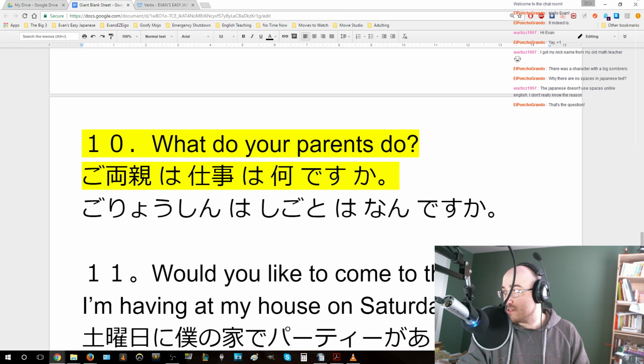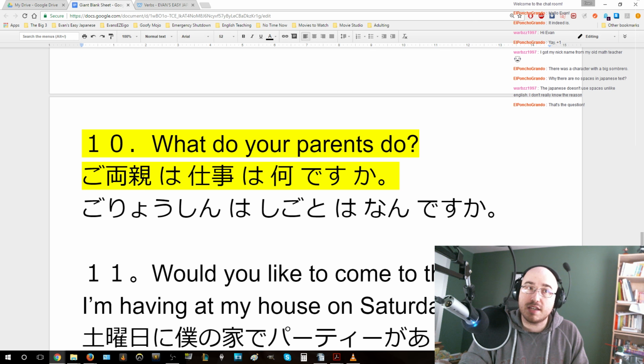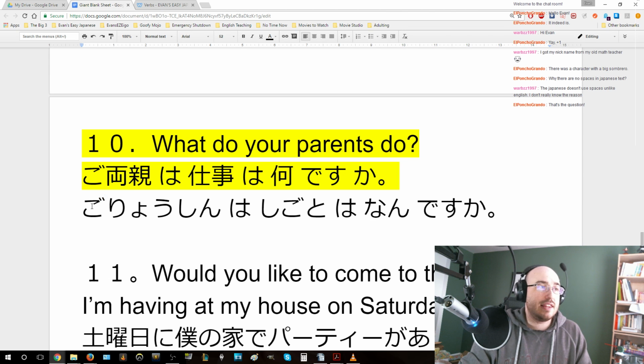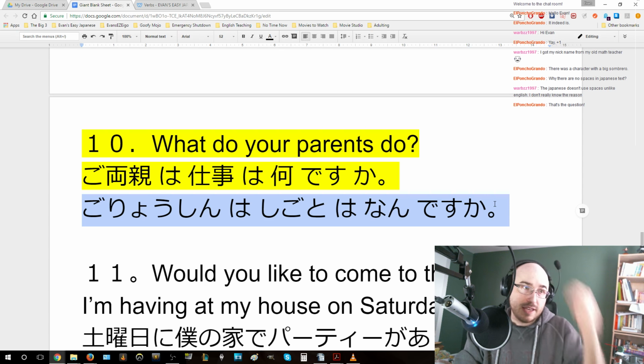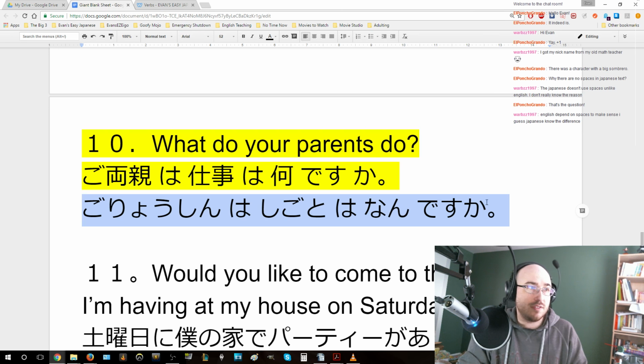Japanese doesn't use spaces like English. Yes, that is exactly right. Why are there no spaces in Japanese text? Kanji. Because kanji is what does the job. Reading this without spaces is like reading English without spaces. You just want to punch yourself in the face. You can do it, but who wants to?